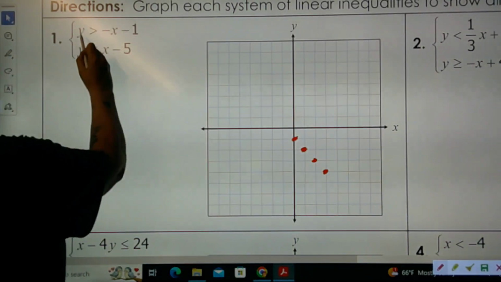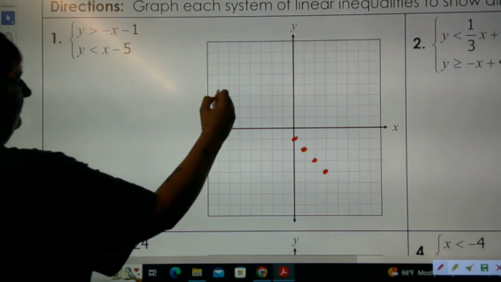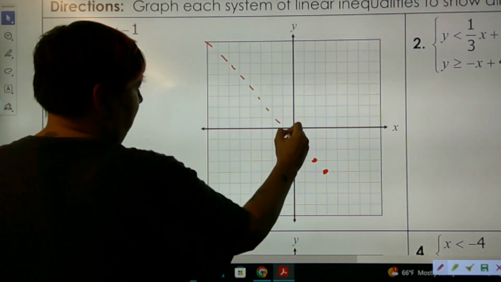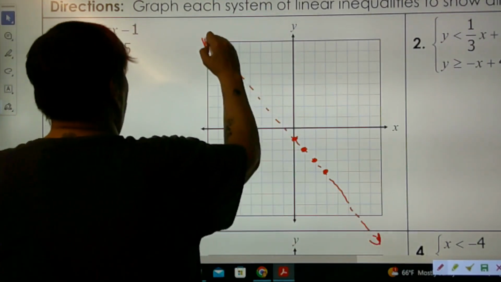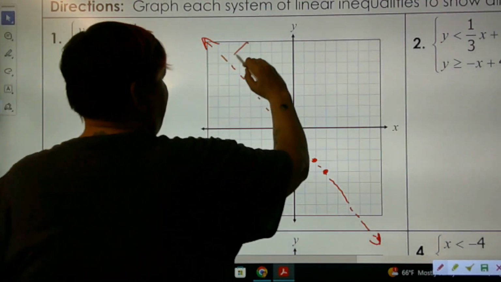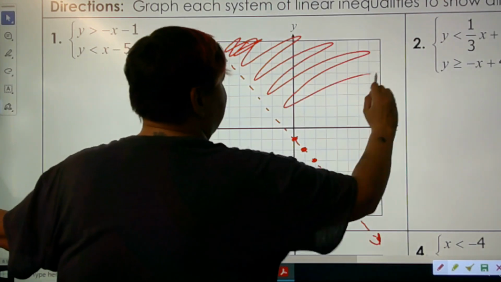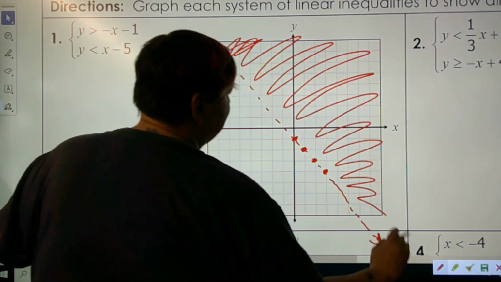All right, and this one is going to be a dashed line, and we're going to shade above because it's greater than, right? So we're shading all this stuff. All these are possible solutions.